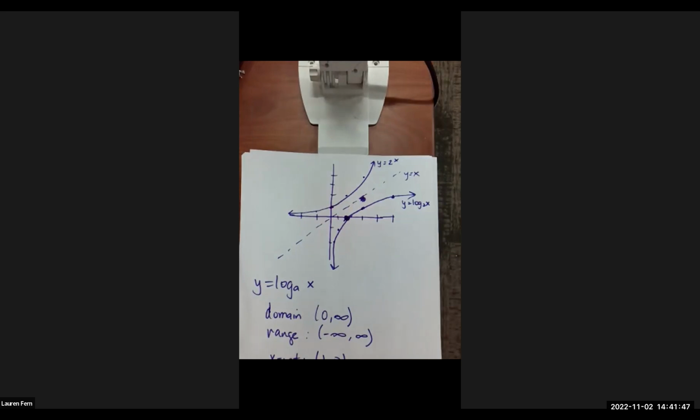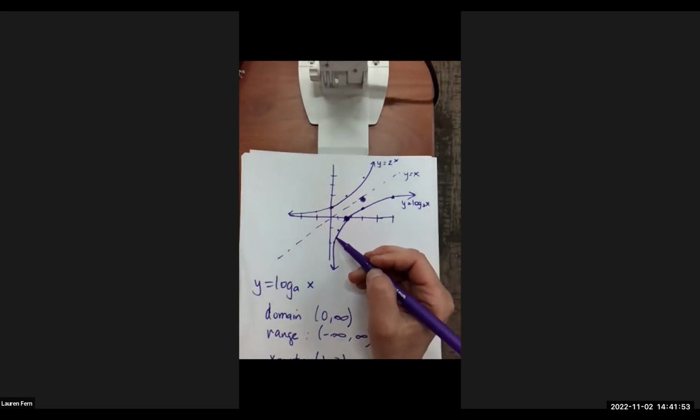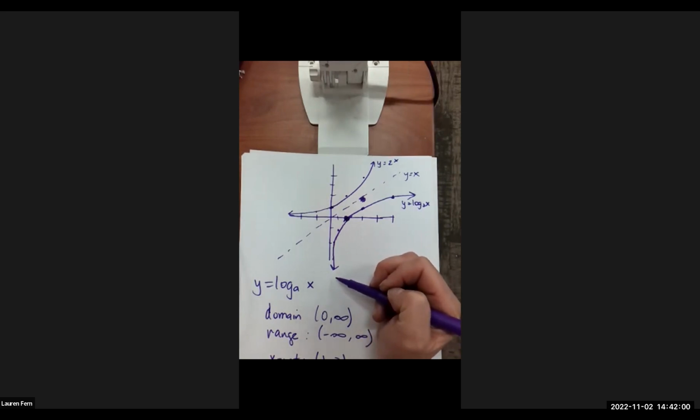But something significant happens there. Do you agree, as my x values are getting closer and closer and closer to 0, my function's shooting down to negative infinity?